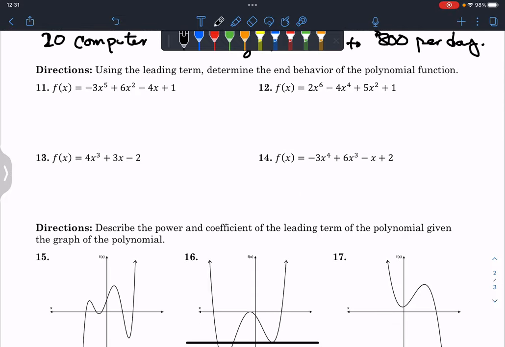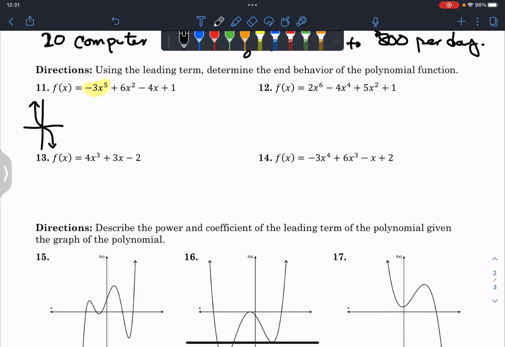Okay, now let's look at leading terms. Let's now look at section 2.3. Using the leading term, we're going to determine the end behavior of this polynomial function. Looking at the leading term, this one right here, because of the odd exponent, the odd degree, and the negative coefficient, this polynomial is going to have the exact same end behaviors as this power function here.